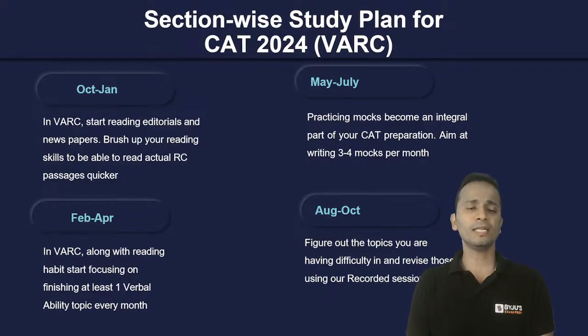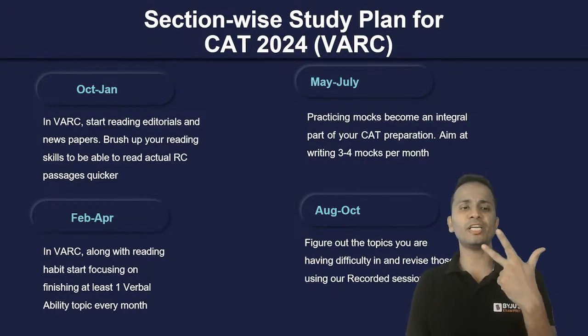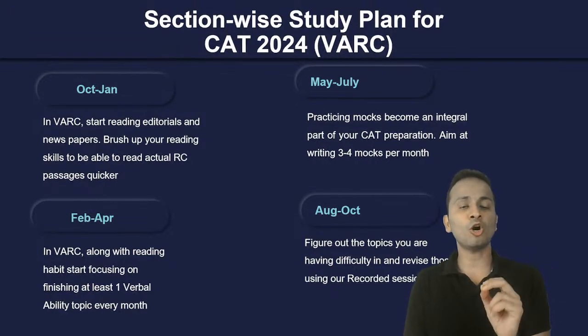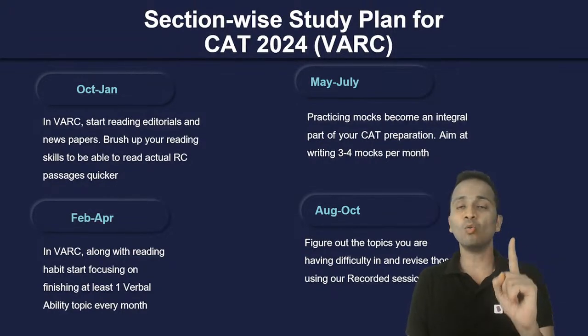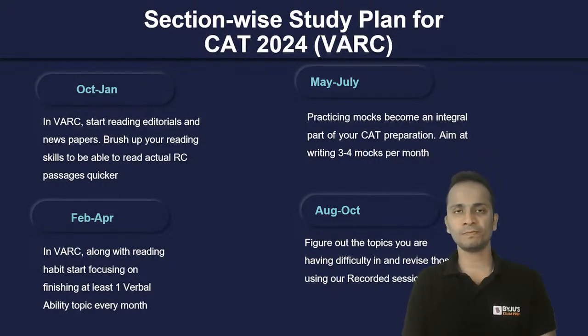Now the next 3 months, February, March, and April. In VRC, along with the reading habit, start focusing on finishing at least one verbal ability topic per month.